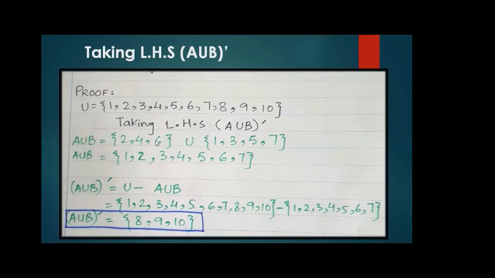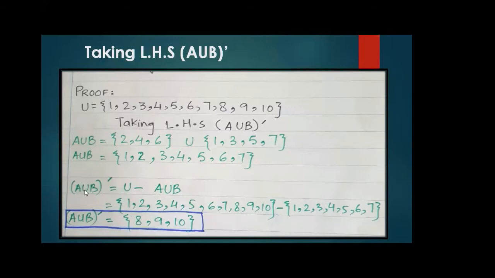Now taking the left hand side, this is the union of A and B. So first write set A, then the sign of union, then the elements of set B. Now combine these two sets. How will you combine? You will combine in ascending order. So the answer of A union B is 1, 2, 3, 4, 5, 6, 7.